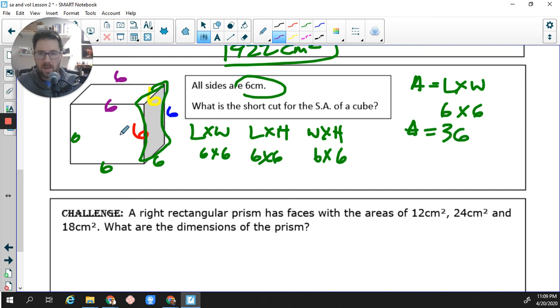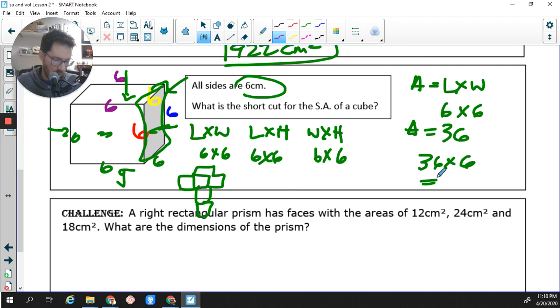Now, how many sides are there on a cube? If you remember our net that we folded out, we had our middle one side, the other side. So we got this one, and this one. Now we've got a top, a back, and a bottom. So we have 1, 2, 3, 4, 5, 6 sides. So we could go 36 times 6 equals 216 centimeters squared, because every single side is going to have an area of 36. There's 6 sides. We just multiply it by 6.